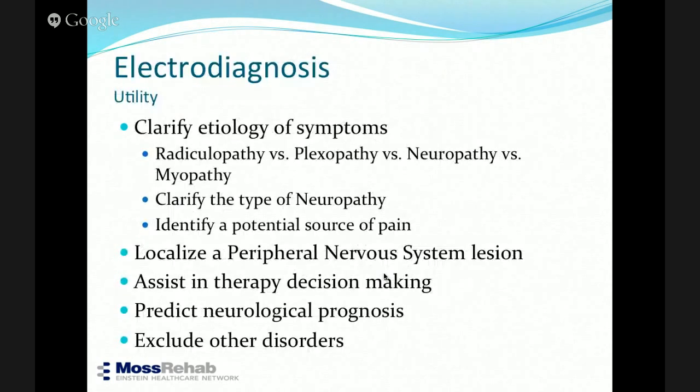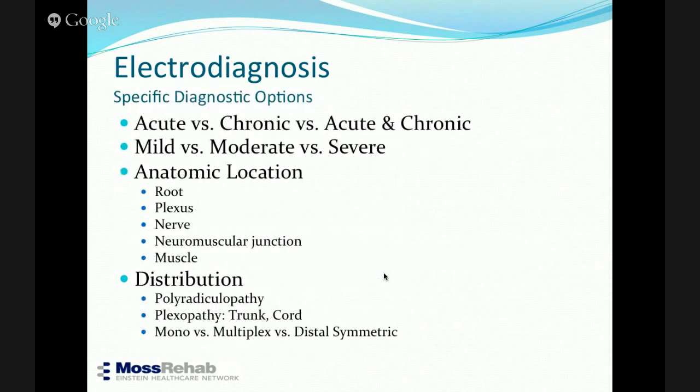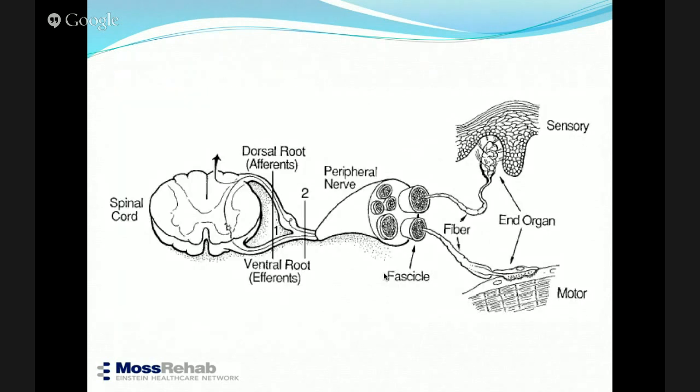The study should clarify the etiology of symptoms, localize the peripheral nervous system lesion, assist in therapy decision making, predict neurological prognosis, and exclude other disorders, right? So you look at all of these things, which help to separate out different conditions. So that's the motor unit potential. The motor unit is the anterior horn cell, the root, the plexus, the peripheral nerve, the axon, and the muscle fiber. And the sensory fiber goes through the dorsal root to the spinal cord. I think that's about it.